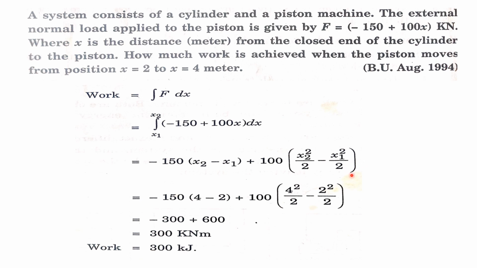Now in this equation, I will substitute the values of x1 equal to 2 and x2 equal to 4. Minus 150, x2 value is 4, x1 value is 2, plus 100, 4 square divided by 2 minus 2 square divided by 2, where x1 value is 2 here. By simplification, it is minus 300 plus, if we simplify this value we are going to get 600. So minus 300 plus 600, so the work done W will be equal to 300 kilonewton meter. One newton meter is nothing but joule, so work done will be equal to 300 kilojoules.